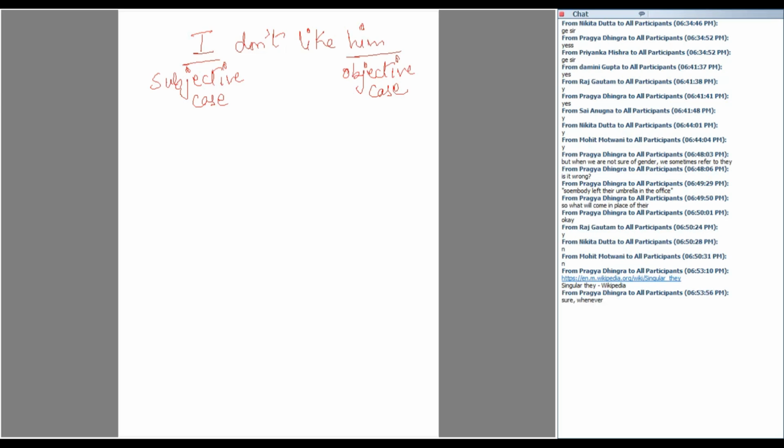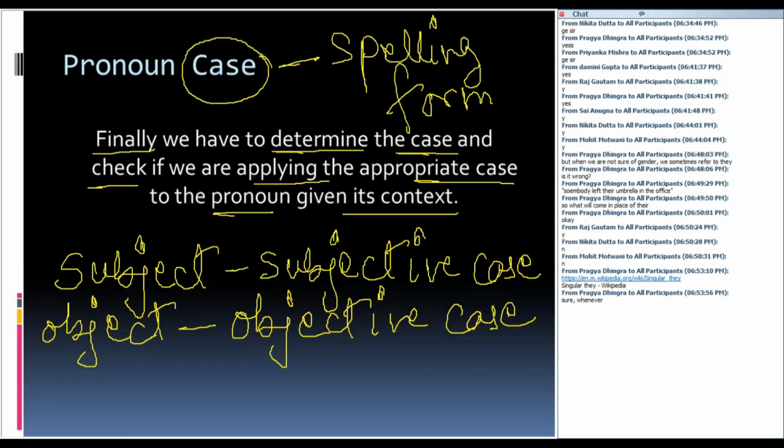These are two main cases: subjective case and objective case. But these two are not the only cases. Pronouns have four cases. We have something called the possessive case also. When a pronoun shows possession, when a pronoun shows that it owns something, then the form that you use is called the possessive case.